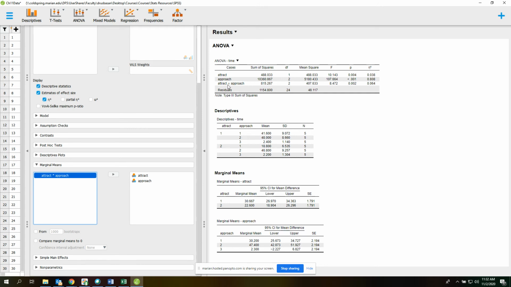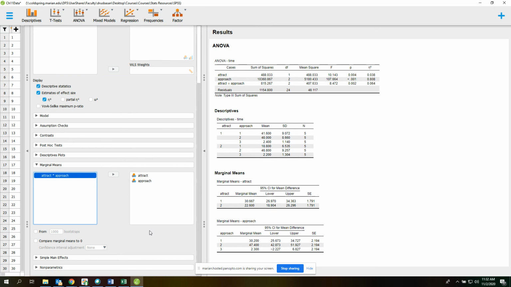And again, the interaction up here is this attract times approach. That's the interaction. And if this is less than 0.05, then you stop looking at anything else and you just interpret the interaction. If this is not significant, then you take approach and attractiveness styles as one-way ANOVAs, very similar to the previous chapter. So if you look here, you're like, ooh, are all these less than 0.05? They all are, but that doesn't mean you interpret the main effects, you just interpret the interaction. If you didn't interpret the interaction, you need these marginal means to find out where the significant differences are.